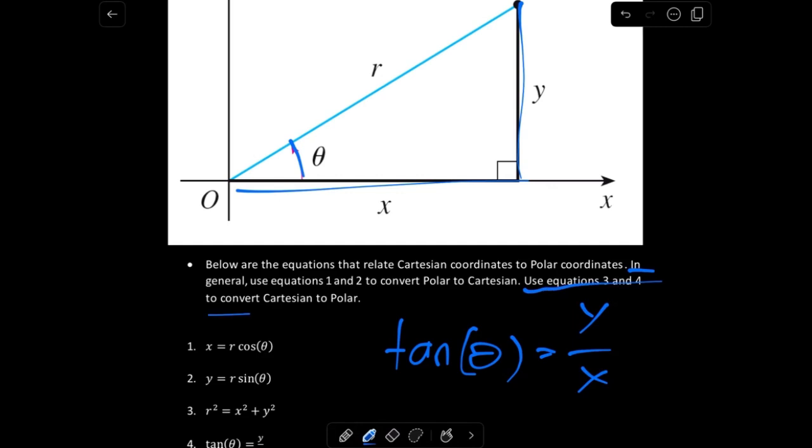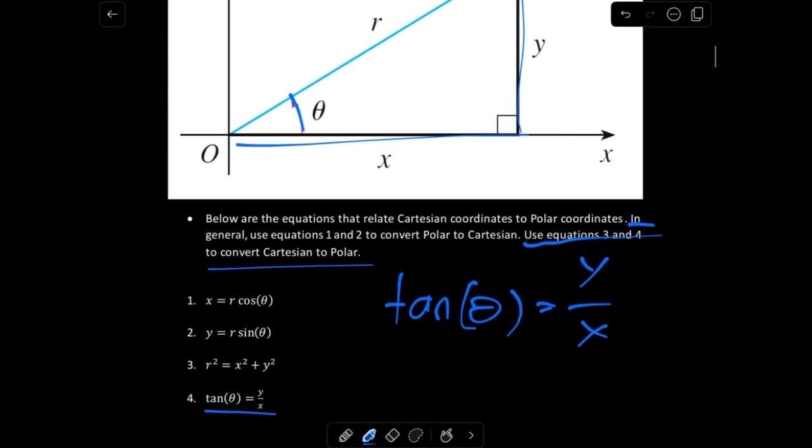Use equations 3 and 4 to convert from Cartesian to polar. So let's say you have the x and y value of this point P. You have the Cartesian coordinates, and you want to find out what the polar coordinates are. So you just sub in for x and y, and you'll get r squared. But remember, you want to solve for r, and then you'll get tangent theta, and you can obviously solve for theta using the inverse tangent function, arctangent. So those are the equations that relate polar and Cartesian coordinates. Let's apply these equations in practice.